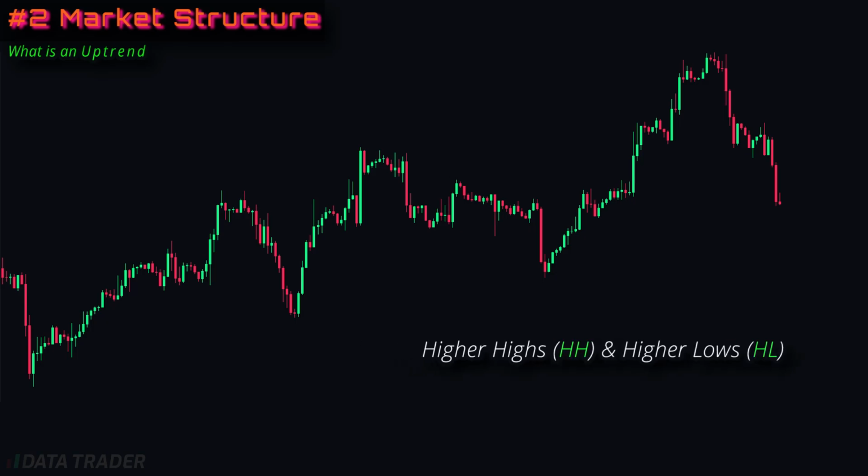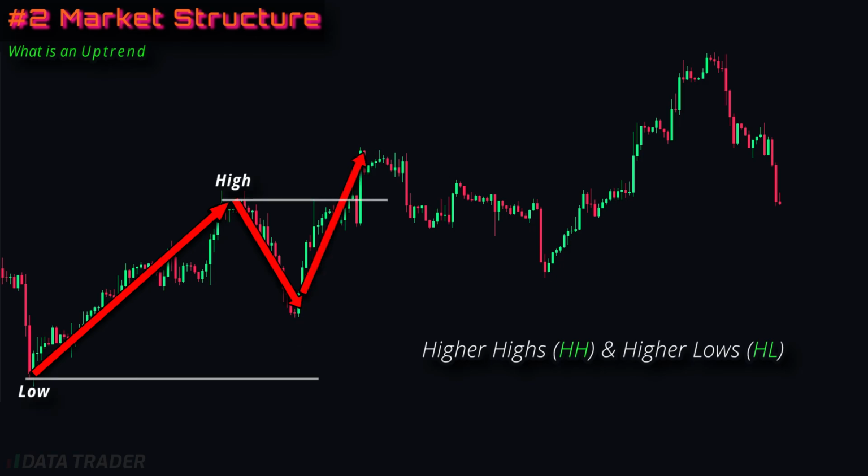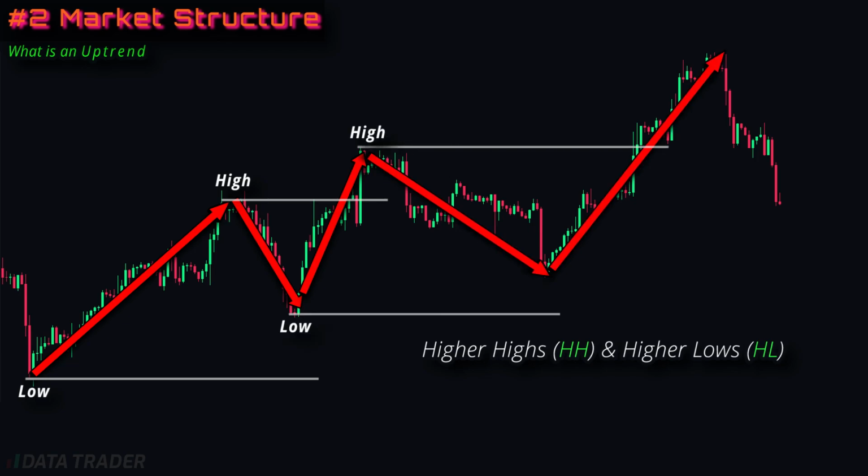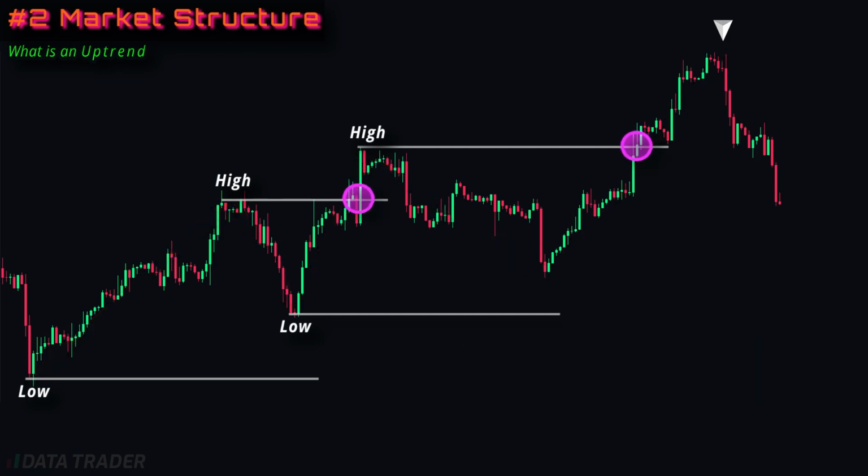Here's what that means. First, price moved upwards, comes back down, but remains above the previous lows of the price. Next, we can see it went up and surpasses the previous highs, forming higher highs. After that, it came back down, remains above the previous lows, goes up and breaks above the previous highs, forming another higher high. Hence the term higher highs and higher lows. Now, this breaking of the previous highs is also referred to as break of structure.